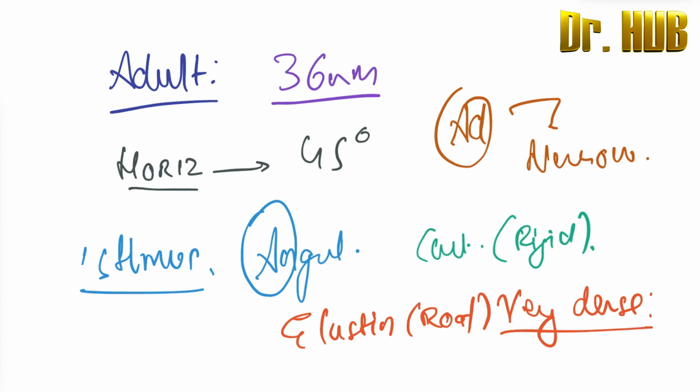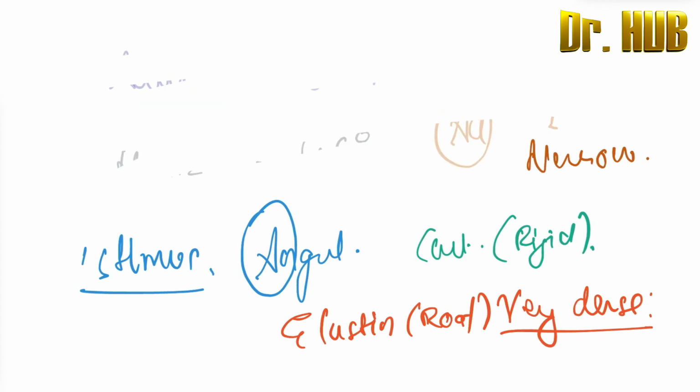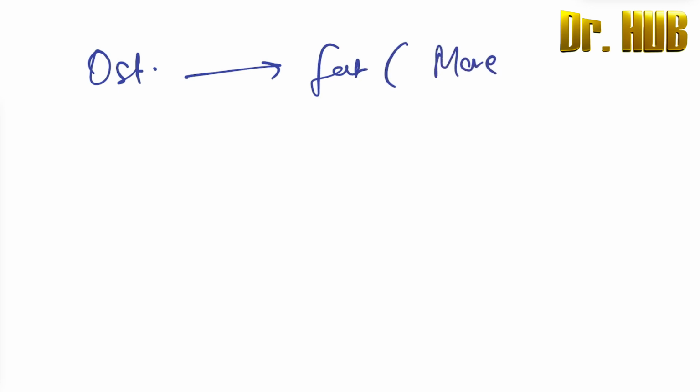Next is the Ostmann's pad of fat. The Ostmann's pad of fat will be more in volume.